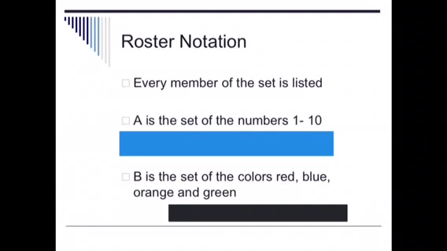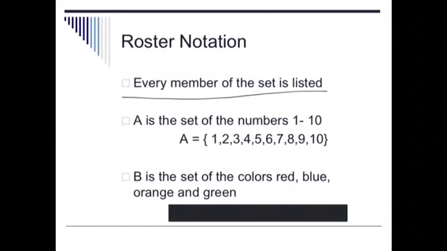Now that we've talked a lot about sets, there are some different ways that we can represent them. One of the more common ways to represent a set is roster notation. And in roster notation, as it states below, every member of the set is listed. So let's look at an example. If I define set A to be the set of numbers 1 through 10, for my roster notation, I'm going to simply list all the numbers from 1 to 10. So I have 1, 2, 3, 4, 5, 6, 7, 8, 9, and 10.